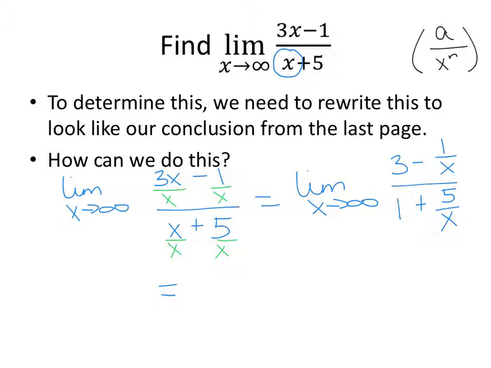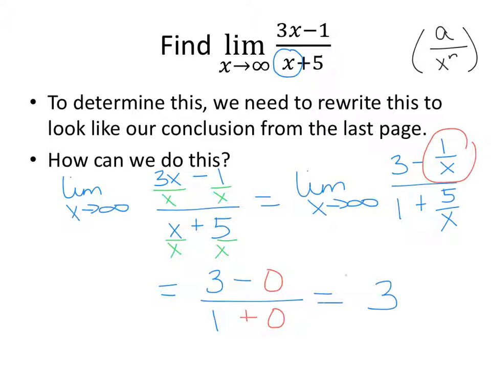So now, as I use my limit laws, as I'm taking that limit, I'm plugging in infinity. The limit as x approaches infinity of 3 is just 3. The limit as x approaches infinity of 1 over x, that's what we just learned. We said, oh, that's got to be 0. Divided by the limit as x approaches infinity of 1 is just 1. The limit as x approaches infinity of 5 over x, that's 0. So this limit is just equal to 3.